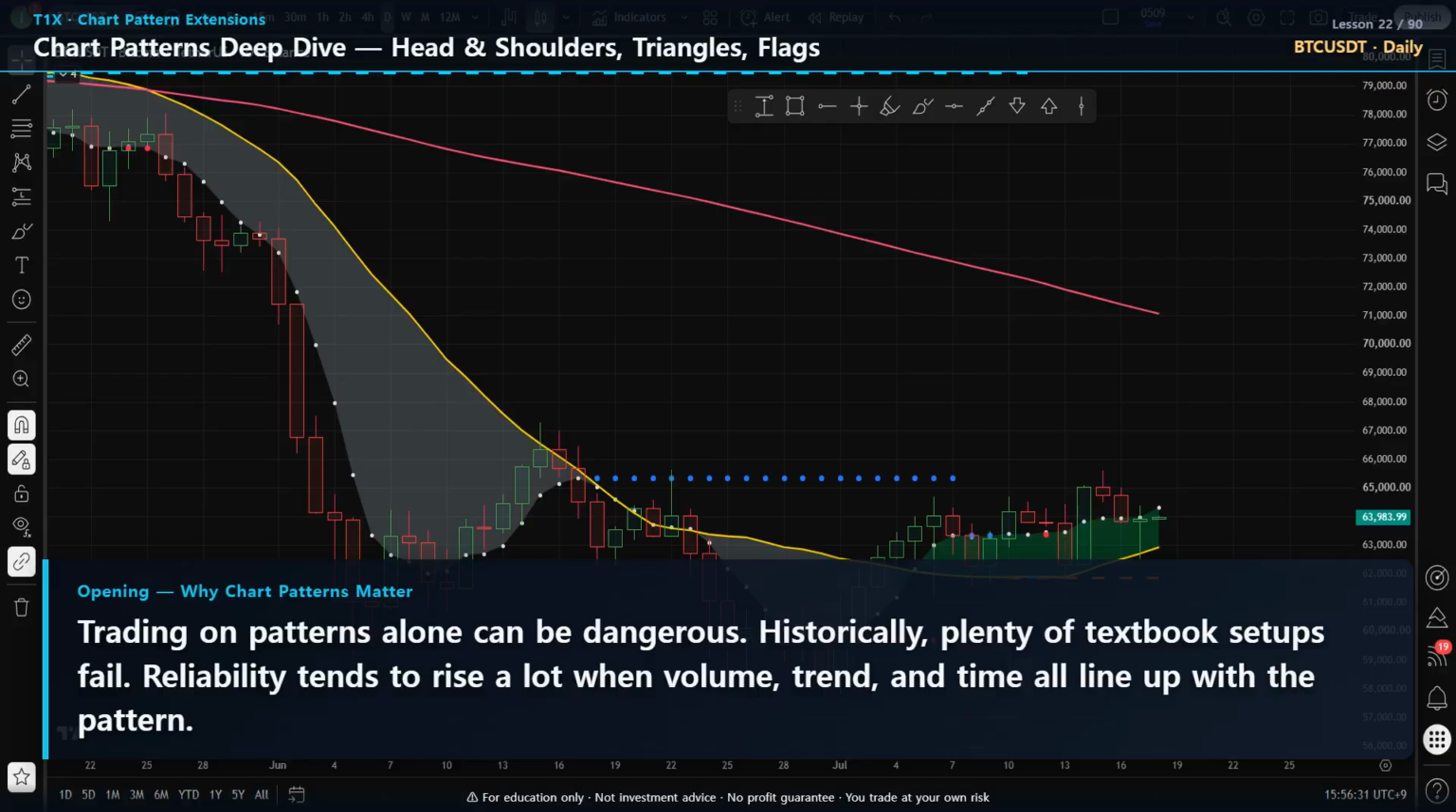Trading on patterns alone can be dangerous. Historically, plenty of textbook setups fail. Reliability tends to rise a lot when volume, trend, and time all line up with the pattern.